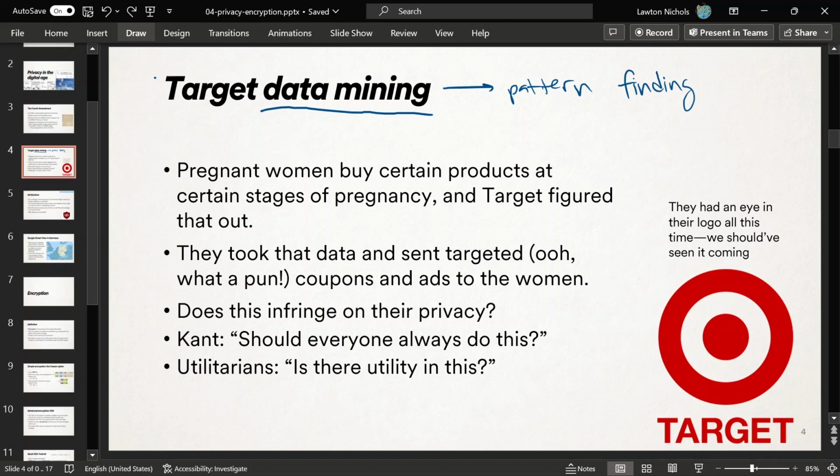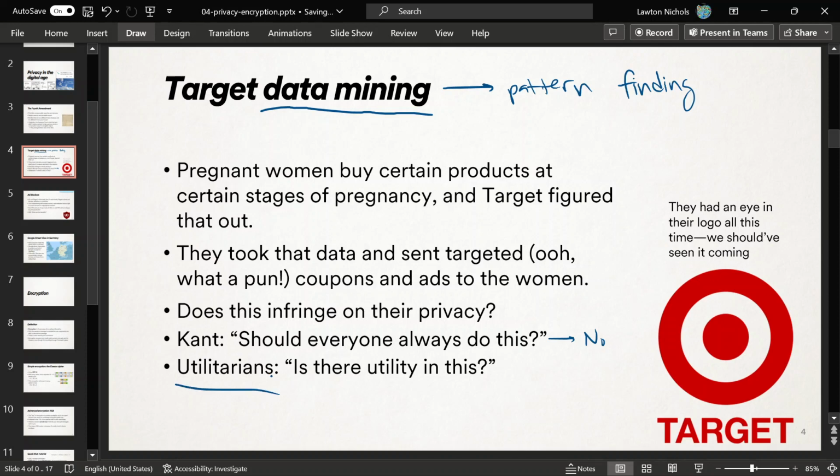We can ask, all right, what would Kant say about this? He would probably ask a question with the word "always" in it. Should everyone always data mine from their customers and look into every little detail of what they're buying? He's probably for individual freedom, so I would say Kant would be against this. But again, you could probably use his words in the opposite way.